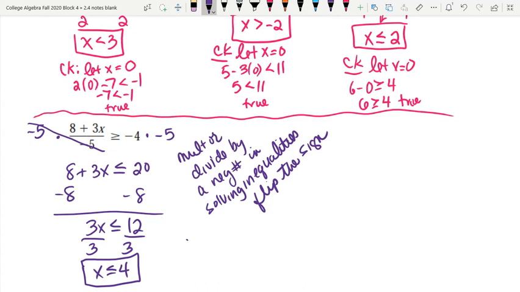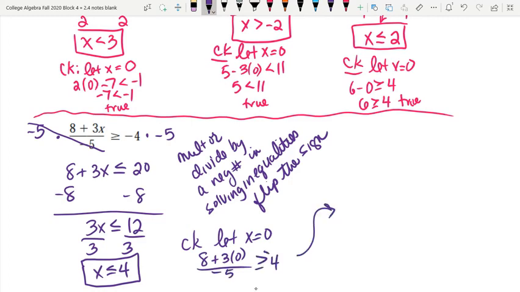Well, 0 again. So let's do a check. Let x equal 0. So that gives me 8 plus 3 times 0, divided by negative 5. Is that greater than or equal to negative 4? That gives me 8 over negative 5. Is that bigger than or equal to negative 4? And that is true.